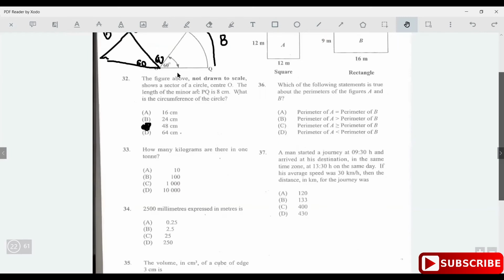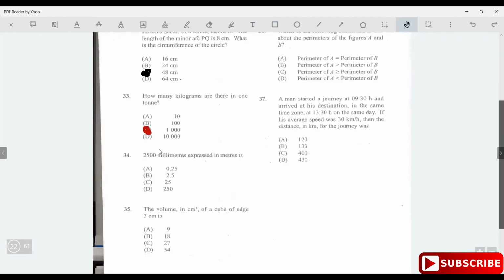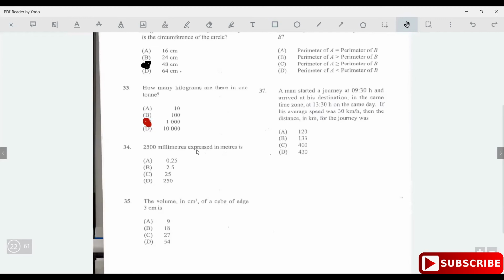How many kilograms are there in a ton? That's just 1,000 kilograms to make a ton. That's an easy question. That's primary and prep school solved. Question 34. 2,500 millimeters expressed in meters. We did this in the last paper and we said it was 2.5. You just divide by 1,000. So this is a repeat question. Let's put repeat. You need to write it down.